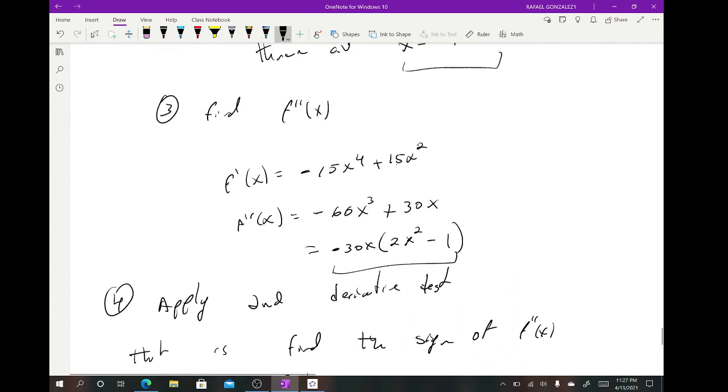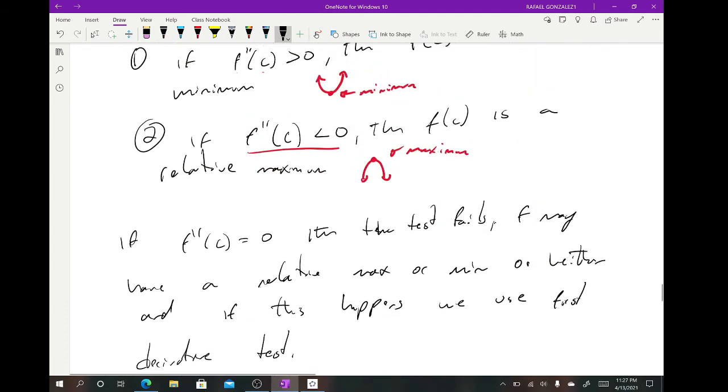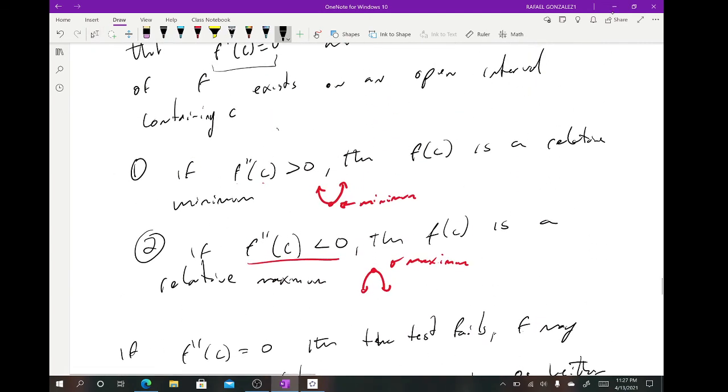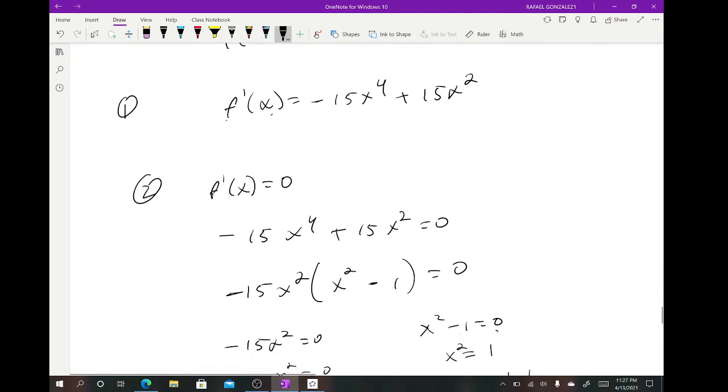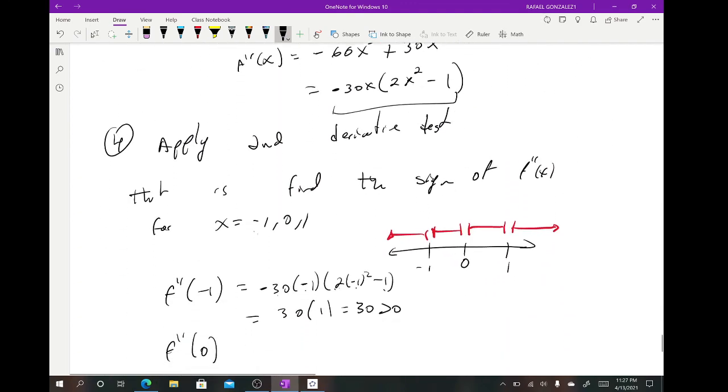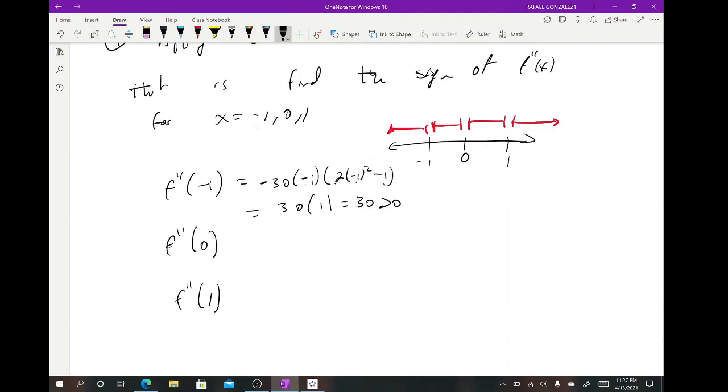Now, by the second derivative test, which I wrote up here, if the second derivative evaluated at the critical value is positive, then we have a minimum. So now I know that the minimum happens when x is equal to negative 1. So now, remember, this is concave up, which means we have a minimum. Minimum at x equals negative 1. How about for the other one?